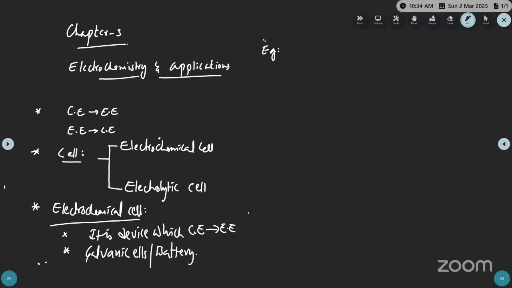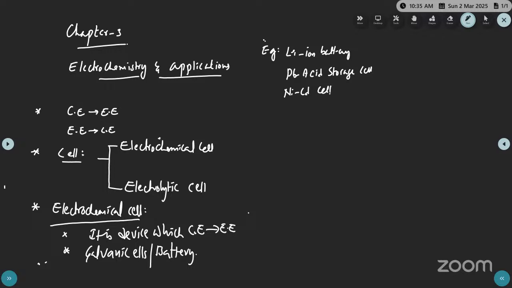So one is the lithium ion battery, which is used in our mobiles. And then the lead acid storage cell, which is used in automobiles. Like that, so many cells are there. Nickel cadmium cells, and so on. And these are electrochemical cells.